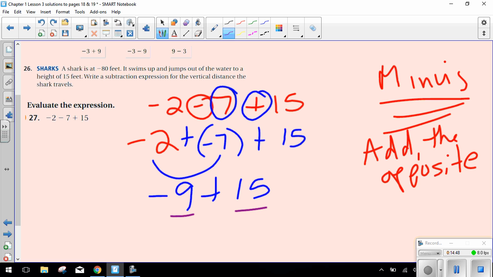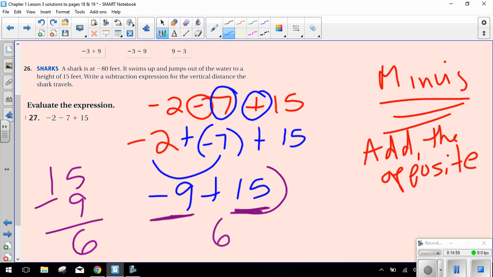Now I have two different signs. I'm going to subtract 15 minus 9. I get 6. Now I need to determine, is it negative 6 or positive 6? Since 15 gives me a greater absolute value, my answer is positive 6. Okay, at any point, anything gives you trouble, make sure you're highlighting it or making note of those questions.